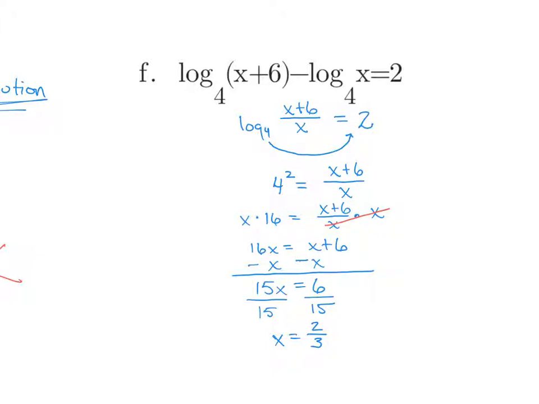Okay, so now if we check our answer, we get 2/3 plus 6. Is it 0 or is it negative? No. That's 6 2/3. That's a positive number. Log base 4 of 2/3. Same thing, 2/3 is a positive number, and therefore we have a solution of x equals 2/3.